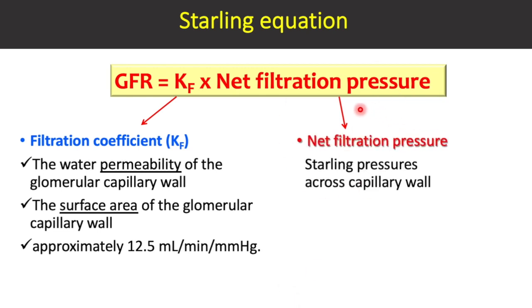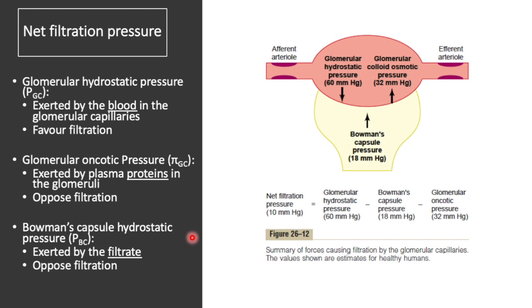Net filtration pressure is the sum of the Starling pressures across the capillary wall. The net filtration pressure is determined by 3 pressures: glomerular hydrostatic pressure, glomerular oncotic pressure, and Bowman's capsule hydrostatic pressure. The glomerular hydrostatic pressure is exerted by the blood in the glomerular capillaries.